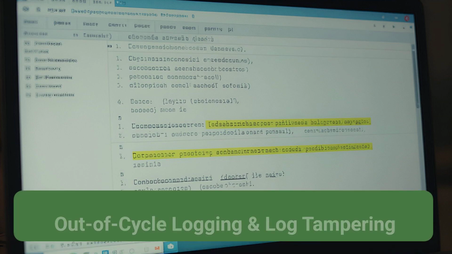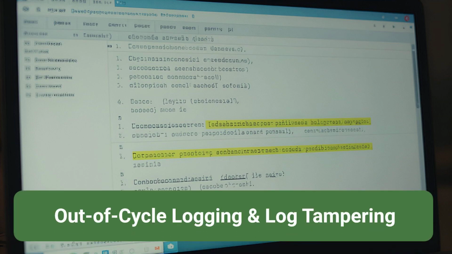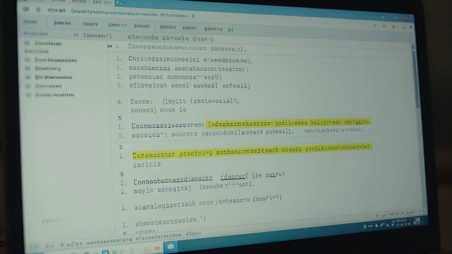Out-of-cycle logging means logs are being created at unusual times or patterns, or modified outside normal schedules, which can indicate an attacker is trying to hide their actions. On the exam, strange or irregular log activity often points to log tampering.